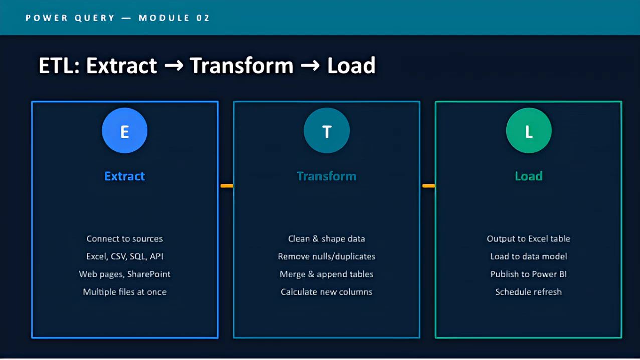We can even handle multiple files at once, which saves us time. Once connected, we extract the data, and this is where the real work begins. We clean and shape our data by removing nulls and duplicates, merging or appending tables, and calculating new columns to enhance our dataset. This entire process, extract, transform, and load, is what we call ETL, and it's fundamental for preparing data for analysis. Power Query, which we're focusing on in this module, makes all these steps accessible and manageable, empowering us to turn raw data into valuable insights efficiently.